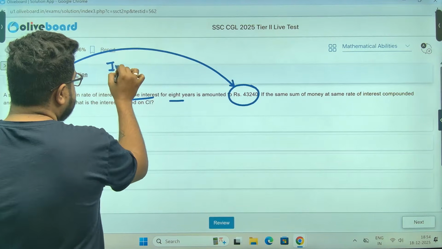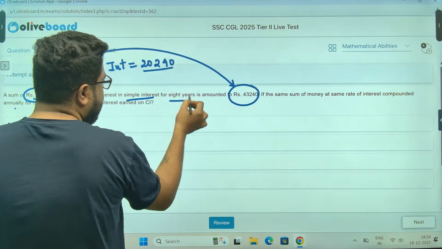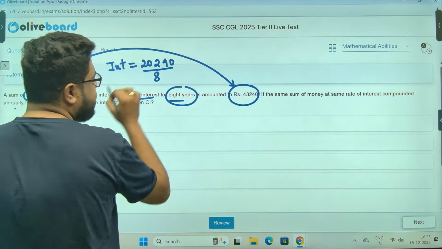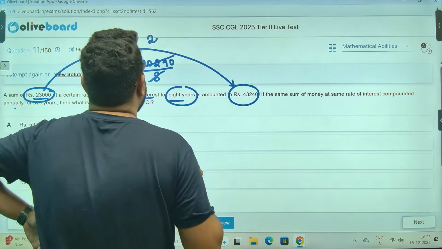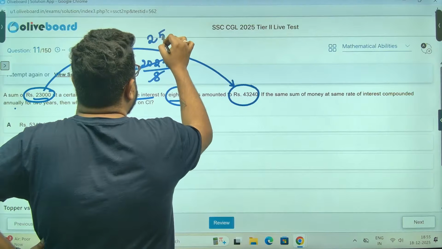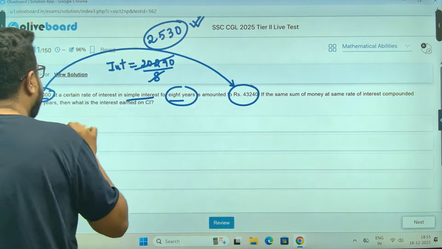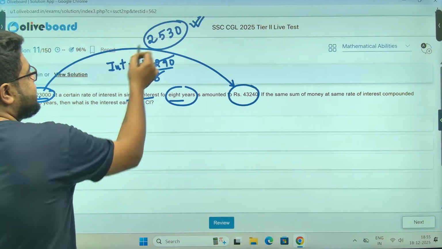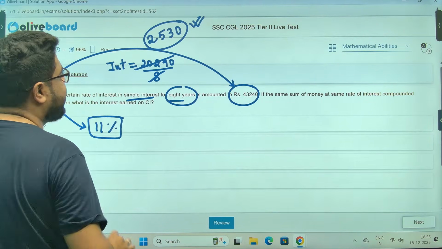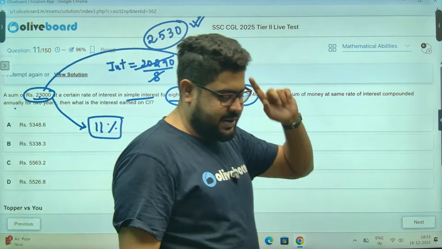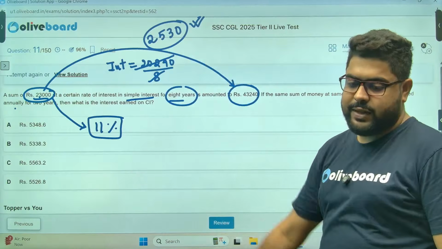So the interest is 20,240 rupees in 8 years. So every year the interest is that divided by 8. Calculate, sir: 2,530 rupees per year. So the rate of interest: 23 elevens are this. So the rate of interest is very simple, 11%. You see, 23 into 11 is 253.